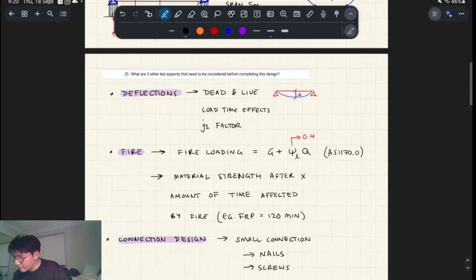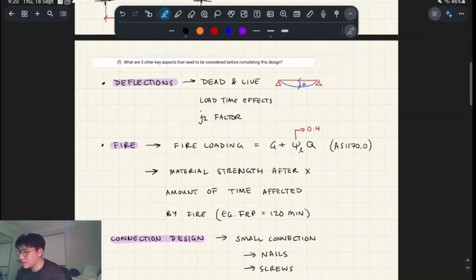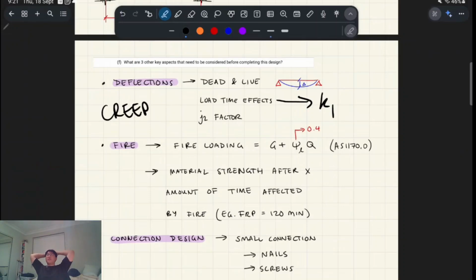Okay, so what other key aspects do you consider before you can consider this design complete? So there's basically something called creeping, which is kind of prominent in concrete design, but also especially timber design. It's the tendency for timber to move over time, right? And this has a couple flow-on effects. Firstly, we have K1 factor, which we'll talk about next week, which affects its strength design.